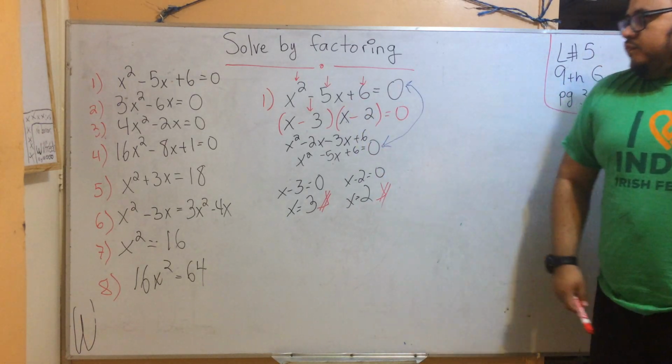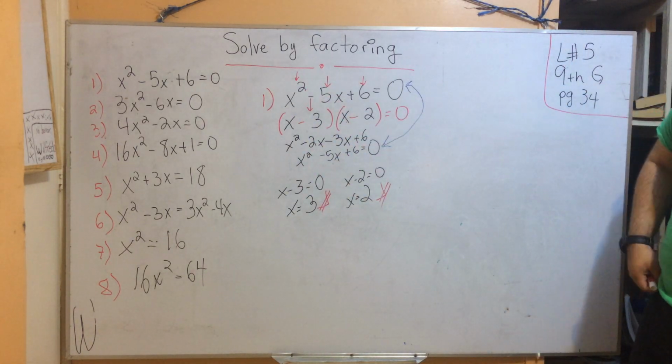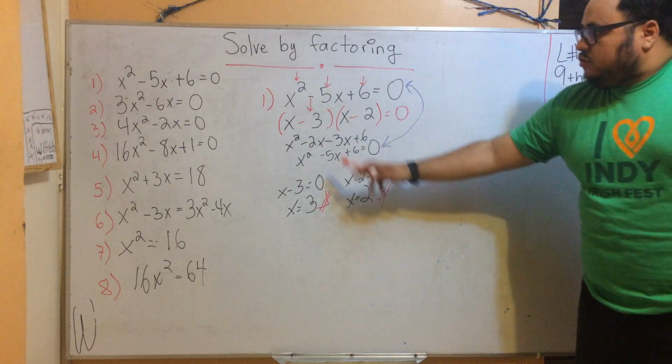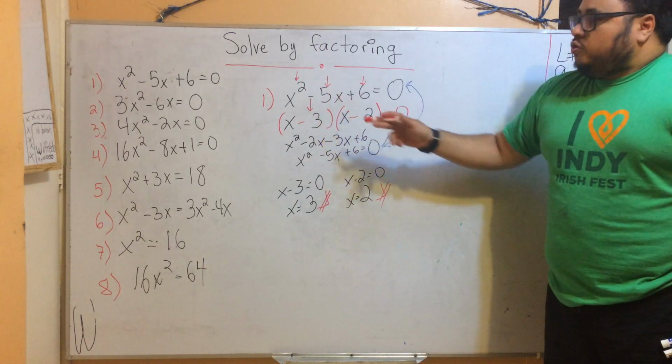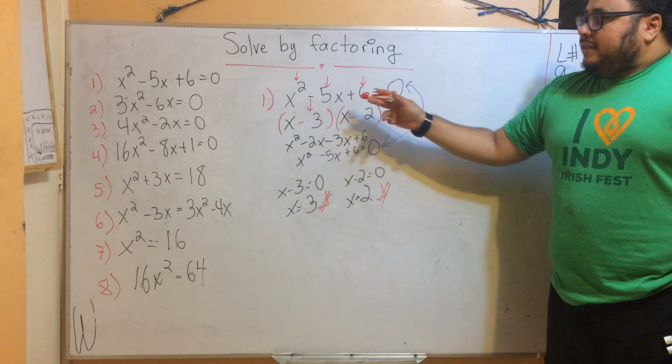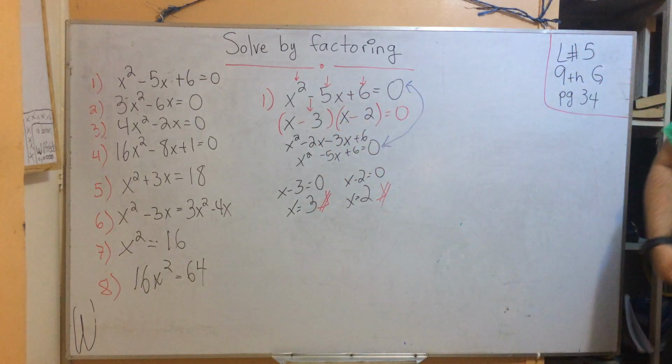Same thing with 2. 2 squared, 4. Minus 5 times 2, 10. So 4 minus 10, minus 6 plus 6, 0.